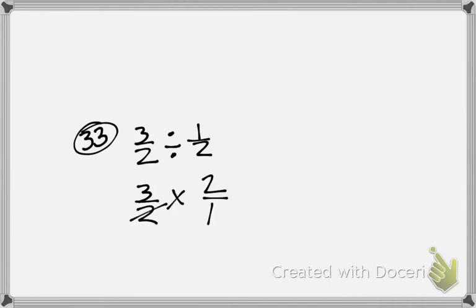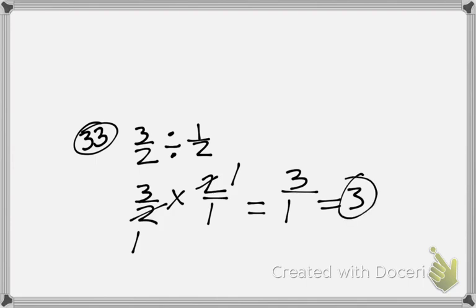Number 33, we've got 3 halves divided by 1/2. 3 halves stays the same. The division changes to multiplication. You flip the second. Again, I've got simplifying I can do ahead of time because you can divide those both by 2. 3 times 1 is 3. 1 times 1 is 1. That simplifies to a 3.